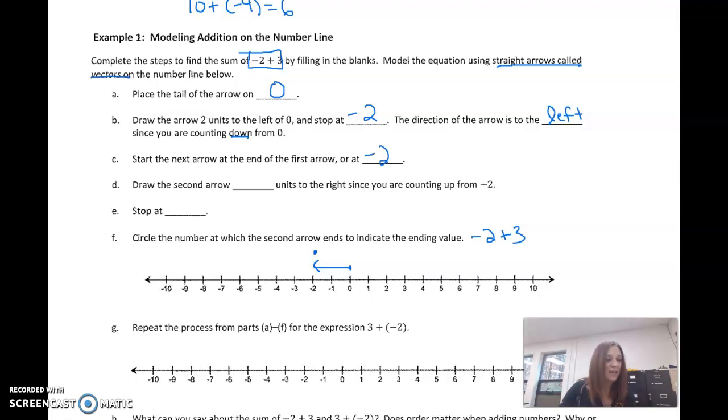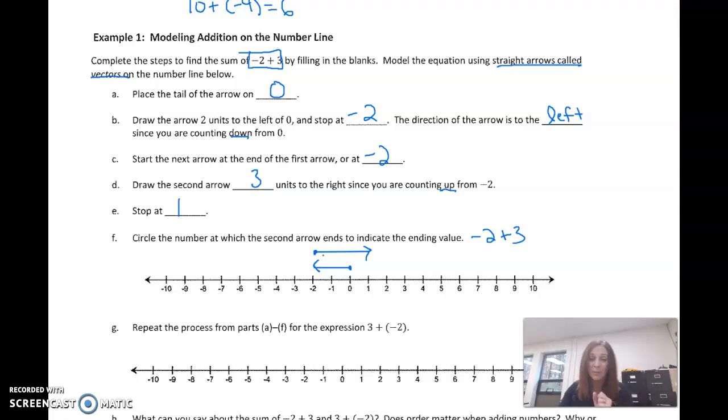And we're going to draw the second arrow 3 units for this plus 3 right here. We're going to draw it 3 units to the right since we are counting up because it's a positive 3. So from here, I'm going to go to the right 1, 2, 3. And we're going to stop at 1. Okay, so a lot of words for basically representing addition on a number line.